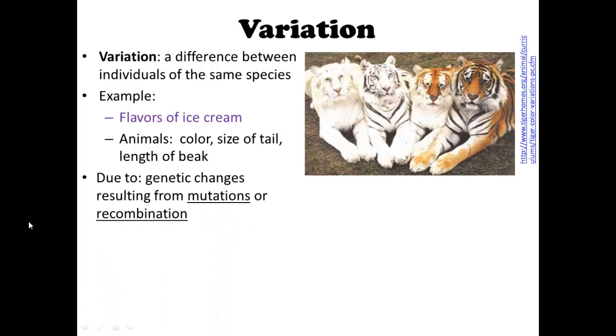Okay, and these variations are due to genetic changes which result from mutations or recombination. So variation is a result of a mutation. It's very important to know. So mutations cause variation in species.